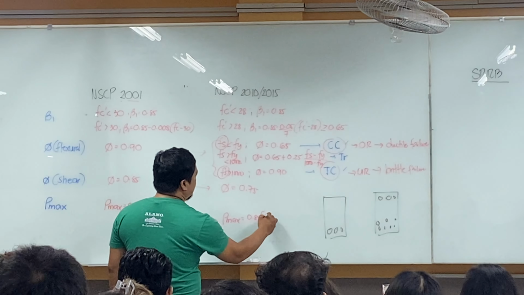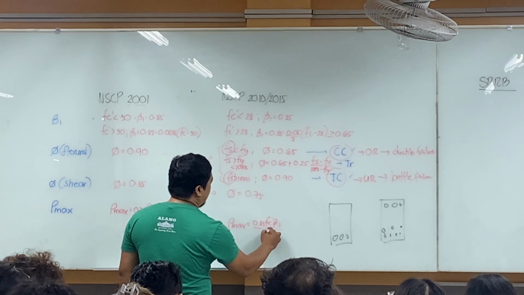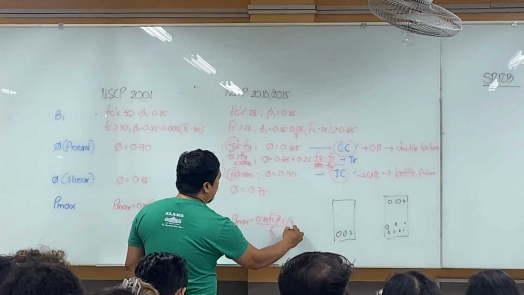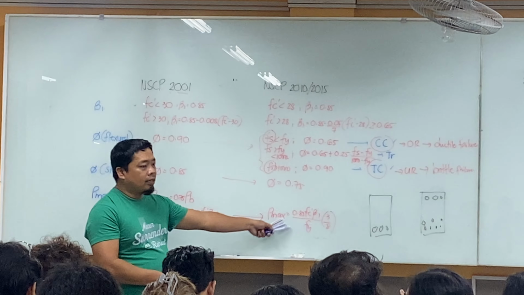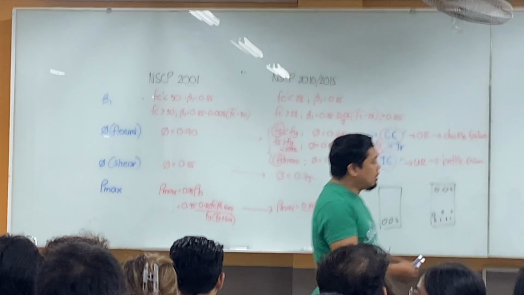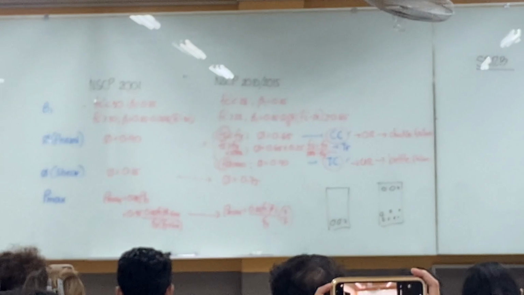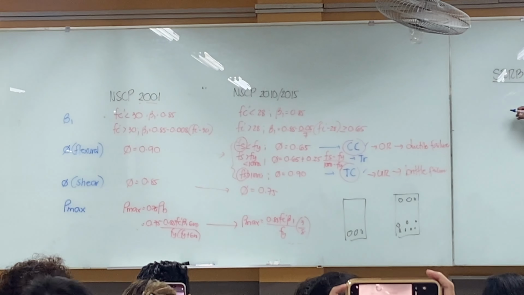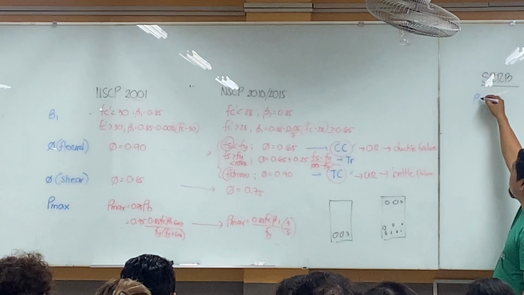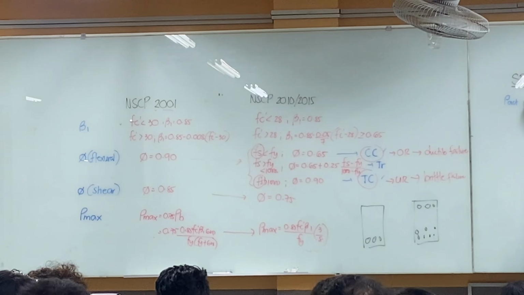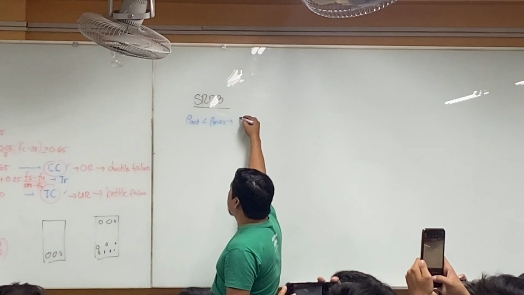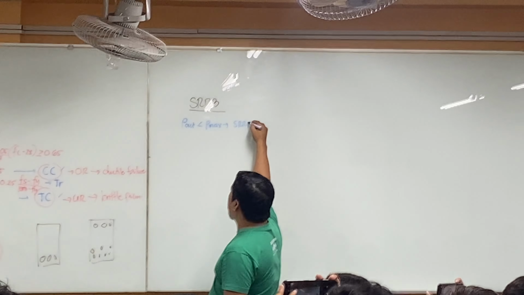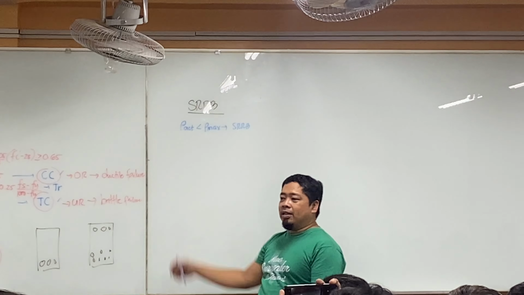0.85 FC prime, beta 1 over FY, times 600 over 600 plus FY. So, where do we determine this? Using what? If your rho, the ratio, is less than Romax, then that is singly reinforced. Otherwise, it is doubly reinforced.